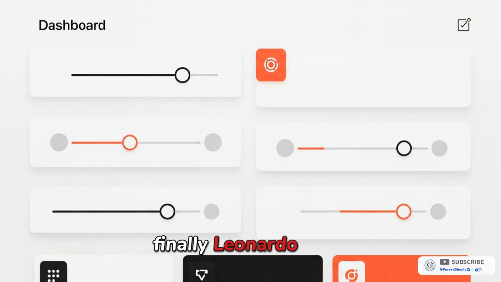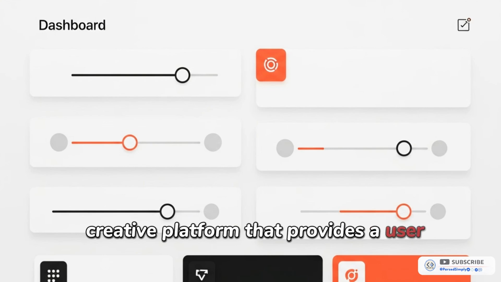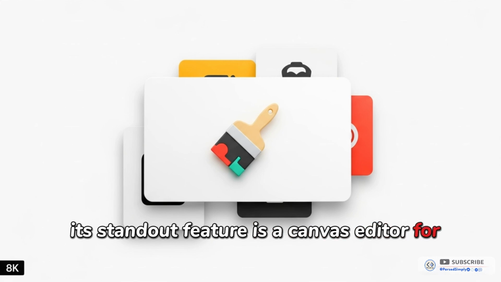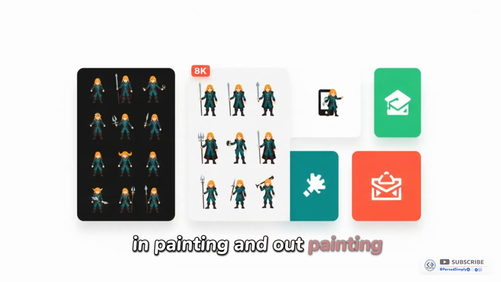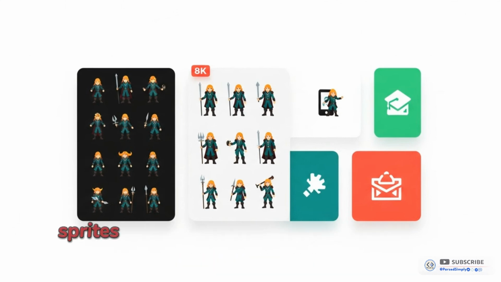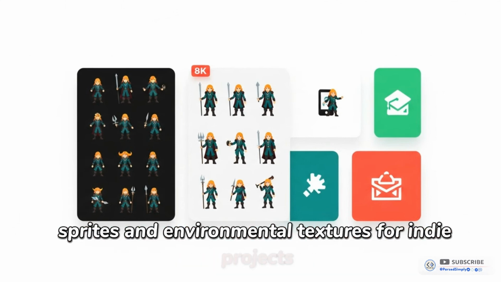Finally, Leonardo.ai is a production-grade creative platform that provides a user-friendly interface for various open-source models. Its standout feature is a canvas editor for real-time in-painting and out-painting. Game developers use it to generate consistent character sprites and environmental textures for indie projects.